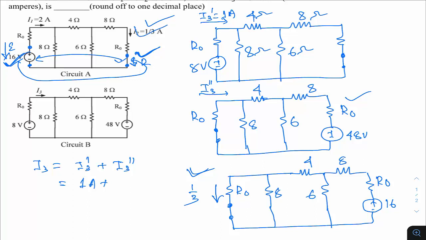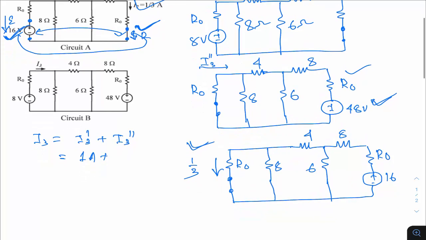But should I say I3 double dash is 1 by 3? No, because if you compare, this source is not 16, this source is 48. But anyway, again, we can use the principle of homogeneity. If I know the response because of 16, then I can easily get the response because of 48 as well. That means if I multiply this source 16 by 3, this current will also be multiplied by the factor 3. So 3 into 1 by 3 happens to be 1 ampere.